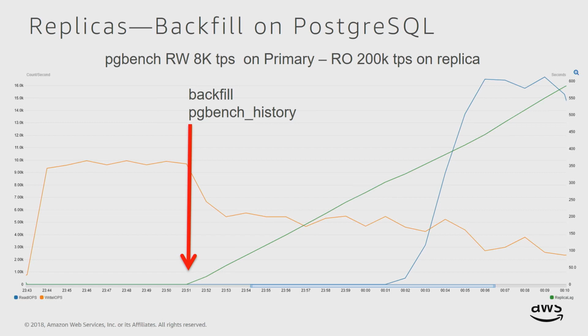The vertical axes here are a little hard to see, sorry about that. But this line here, which is sort of orange on mine, and I don't know what color it is for you guys, is the number of writes per second being done on the replica. The blue line is the number of reads being done on the replica, and this funny line here in green is the replication delay.